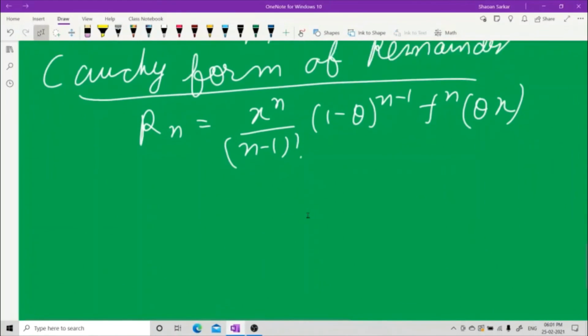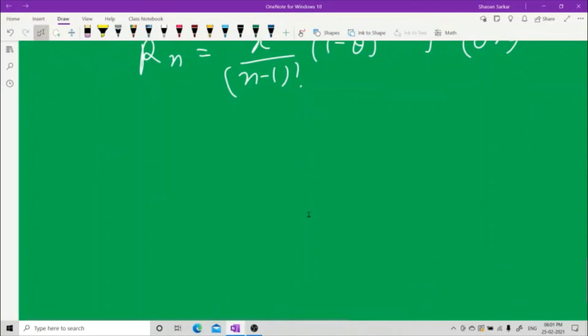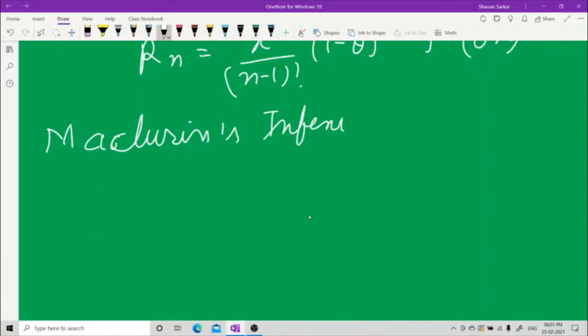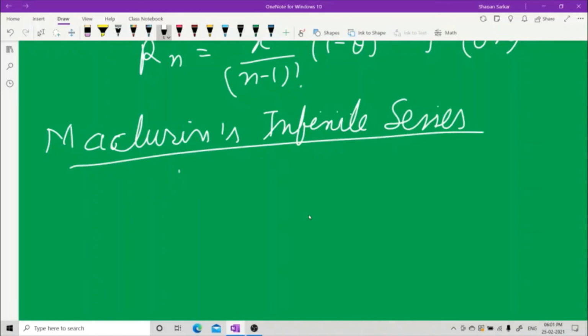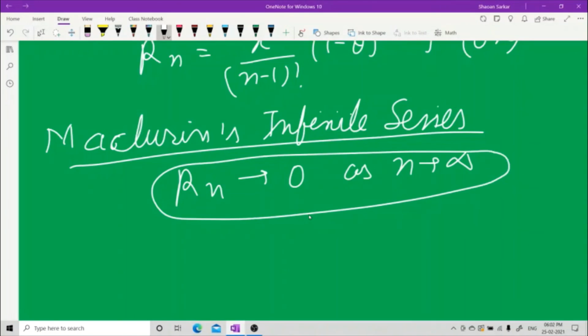So this is the thing. Now Maclaurin's infinite series. Now here you have to write Rn tends to 0 as n tends to infinity. This is the most important line. This needs to be written.